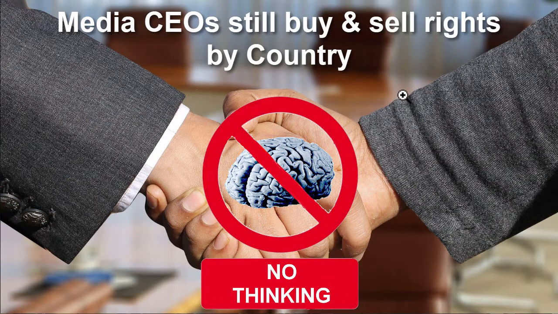Why does every country have a different media library on Netflix? Of course, because media CEOs still buy and sell rights by country. So Netflix has to negotiate with the media rights owners for every country how much they have to pay and what movies they can show, what TV shows they can show, and how much they have to pay for it. So that's why Netflix is producing so many TV shows and movies themselves to circumvent this problem, so they don't have to negotiate so much for every country.